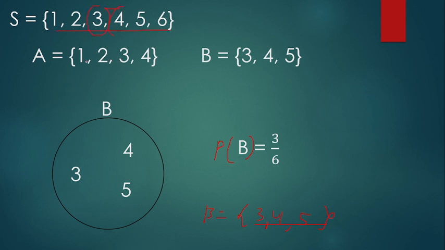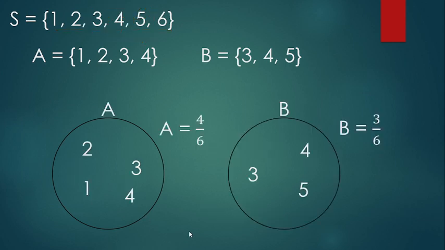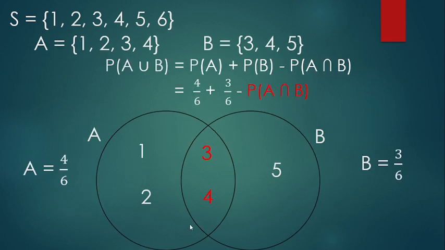We have 3, 4, 5, correct? Alright, so that's why we have 3 over 6, or we could just simply write it down as 1 over 2, or 1 half, correct? Alright, so we have the two sets, set A and set B. So we were able to get the probability of A and B, and that is 2 over 3 and 1 half. Okay, so let's deal with the formula of getting the union of these two sets already.